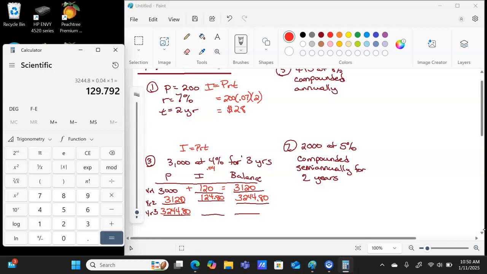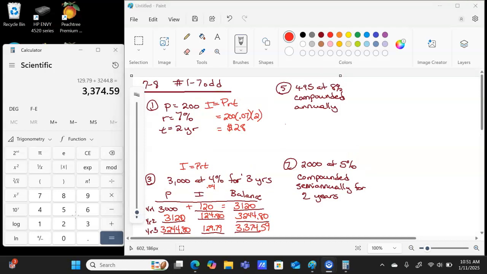So principal times rate times time. And here I need to round to $129.79. So 129.79 plus 3244.80, and I get $3,374.59.